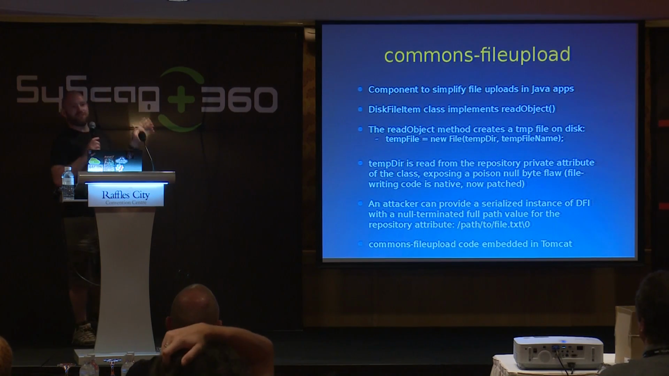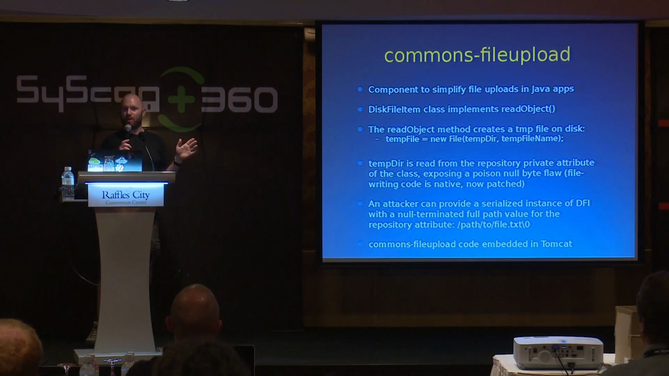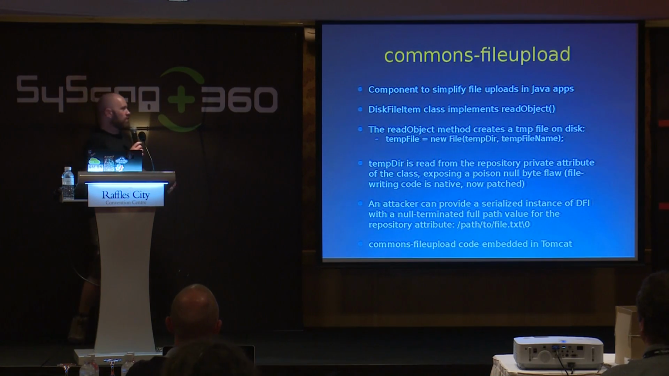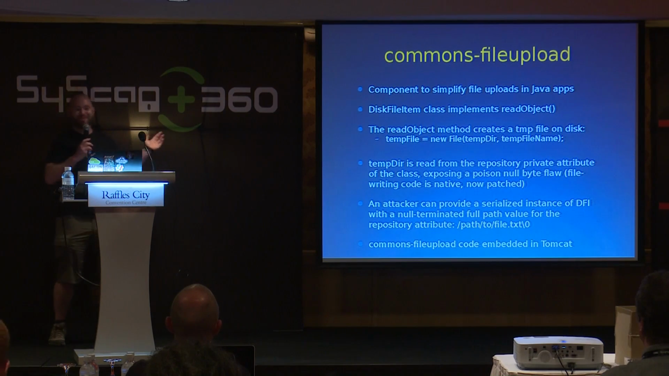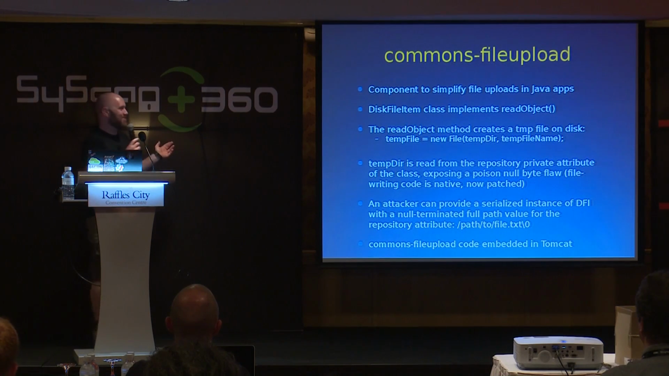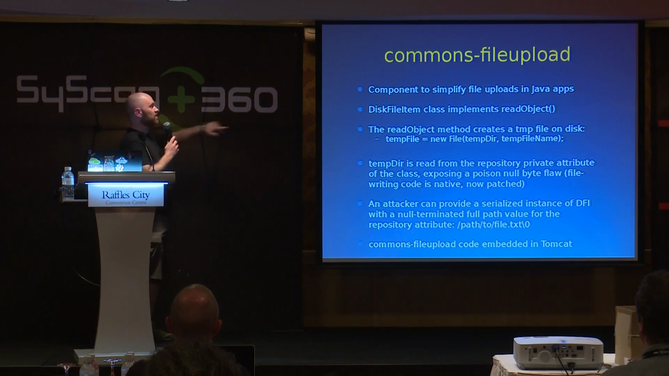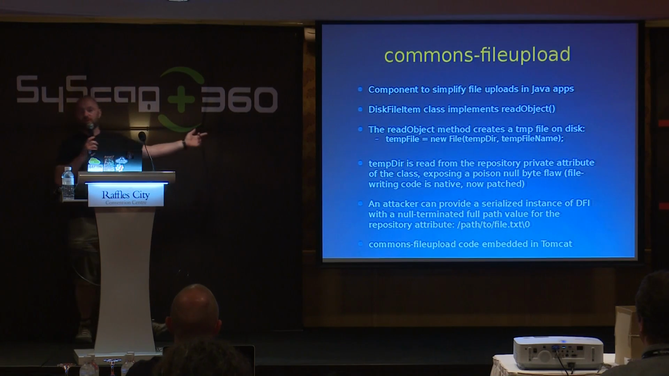What we eventually figured out after 24 hours and too much coffee and the precise dose of whiskey was that the exploit was actually exploiting a poison nullbyte flaw. So there is a class in the commons-fileupload library, which is a common library that's used to handle file uploads, oddly enough. And it has a class called DiskFileItem, which is exactly what it sounds like. It's a representation in memory of a file on disk.